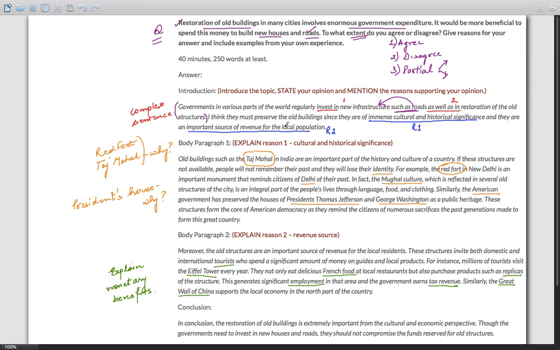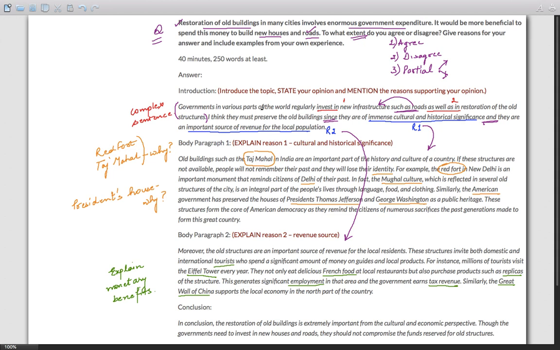The first sentence gives the purpose, the second gives a plan. It gives a plan using 'since', which makes this a complex sentence: since they are of immense cultural and historical significance. This is the first reason, and I will explain this in body paragraph 1. And they are an important source of revenue for the local population. This is the second reason, and I will explain this in body paragraph 2.